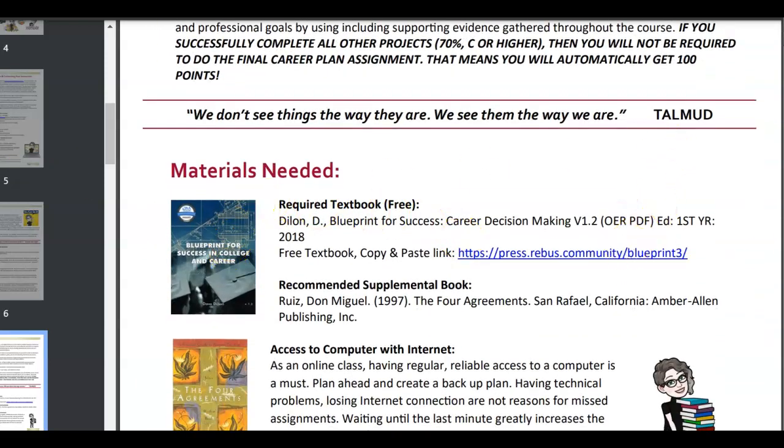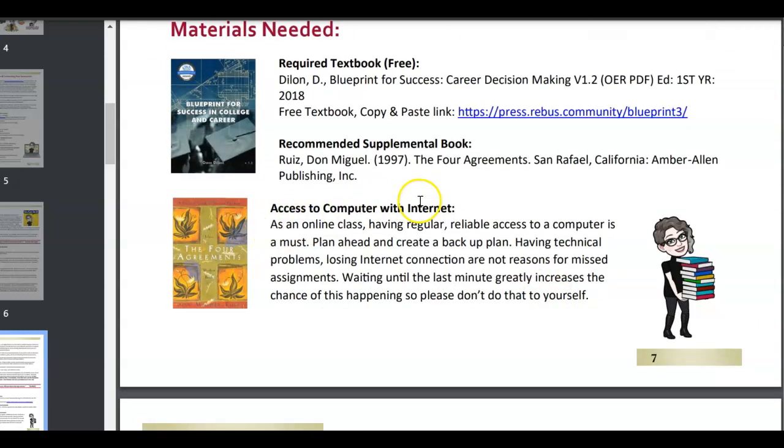You'll get a little congratulations email that says you don't have to do the final plan. Here's our textbook. There's a link to it here. Another great book that I recommend is The 4 Agreements by Don Miguel Ruiz. This is also a great exploration book, and it's very small, fairly inexpensive. I mean, it's usually like $3 to $5.